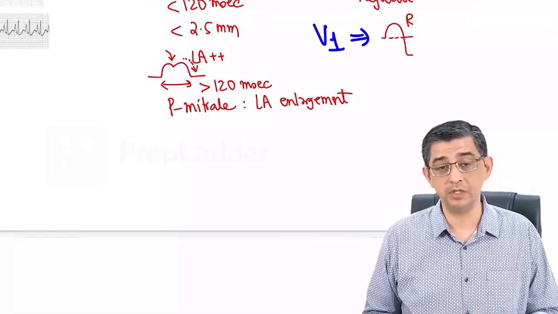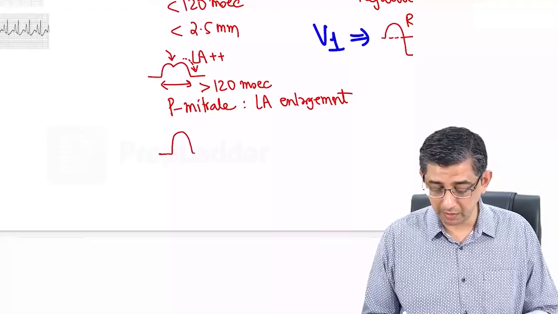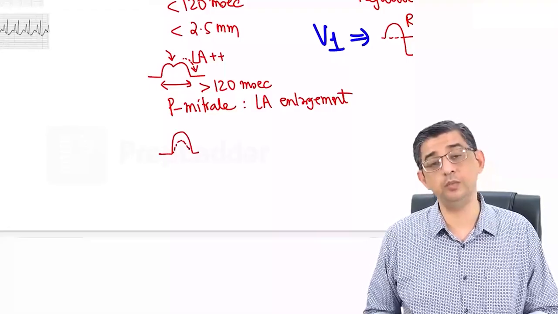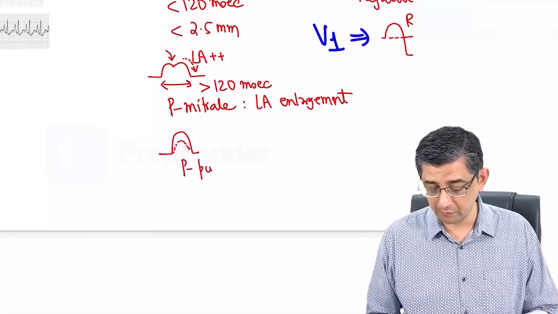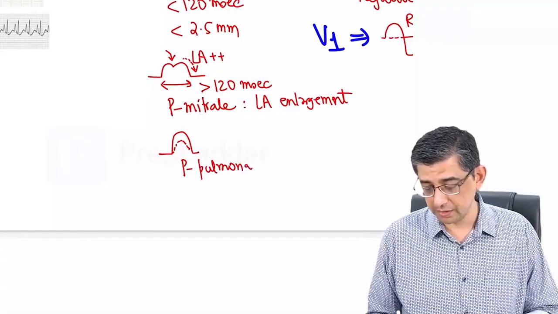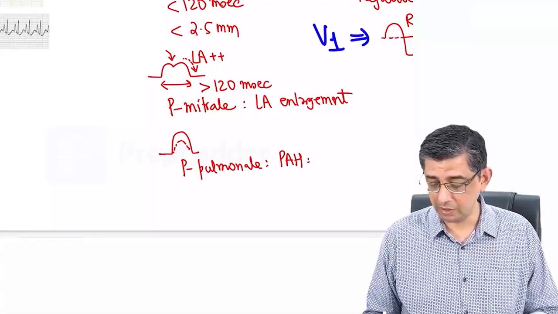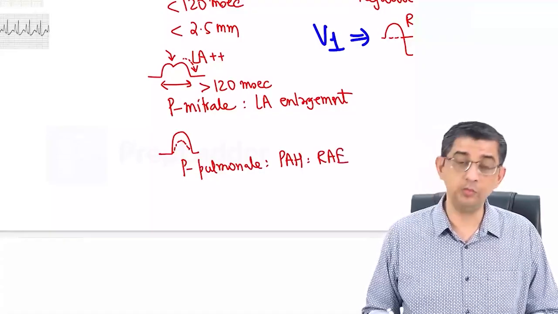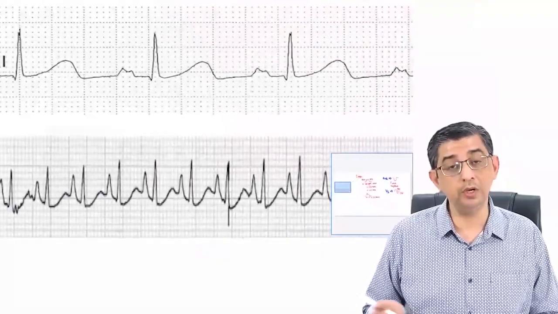In contrast, in some cases, they might even give you an ECG where the height of the P wave will be dramatically increased over and above normal. So if the P wave vertical height is more than 2.5 millimeters, we call it P pulmonale. It signifies right atrial enlargement and is commonly seen with patients of pulmonary artery hypertension. So at the moment, I want you to remember two abnormalities of the P wave that I'm now going to show you in real time.